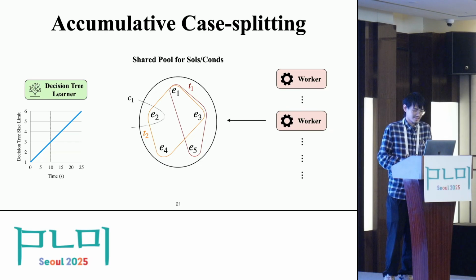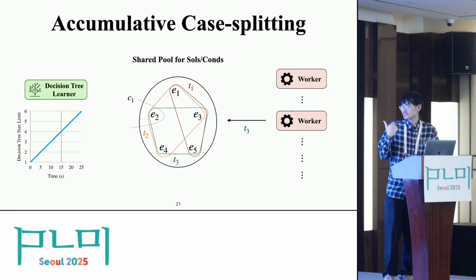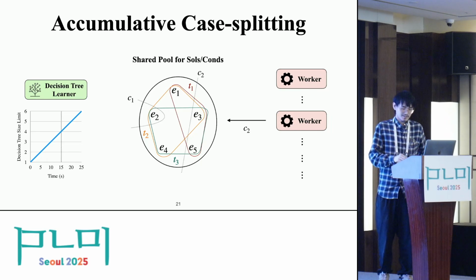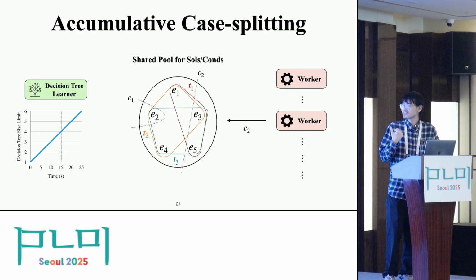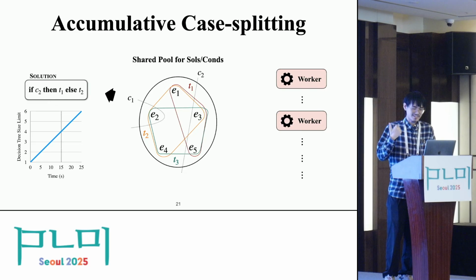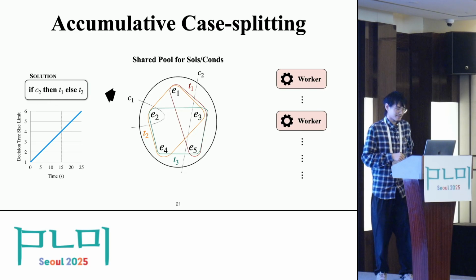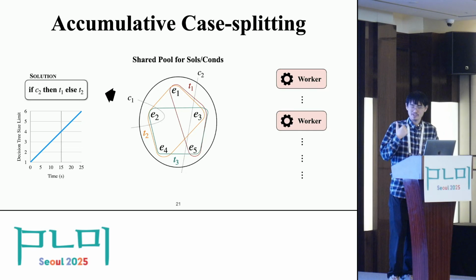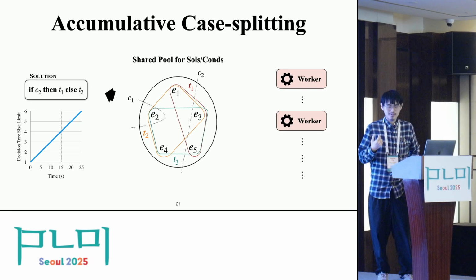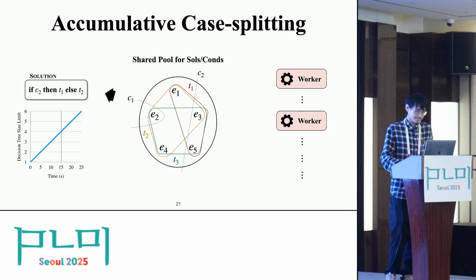So actually it got T3 in return, which solves E2 and E5, but some other examples are also solved, but it's still not useful to obtain a solution. So we continue to do this, and we obtain another condition C2. With this, it can generate a decision tree. So we put this to a decision tree learner, and we obtain a solution like that. That's basically the idea of our accumulative case splitting to rescue the problem of the balance of solution conditions.